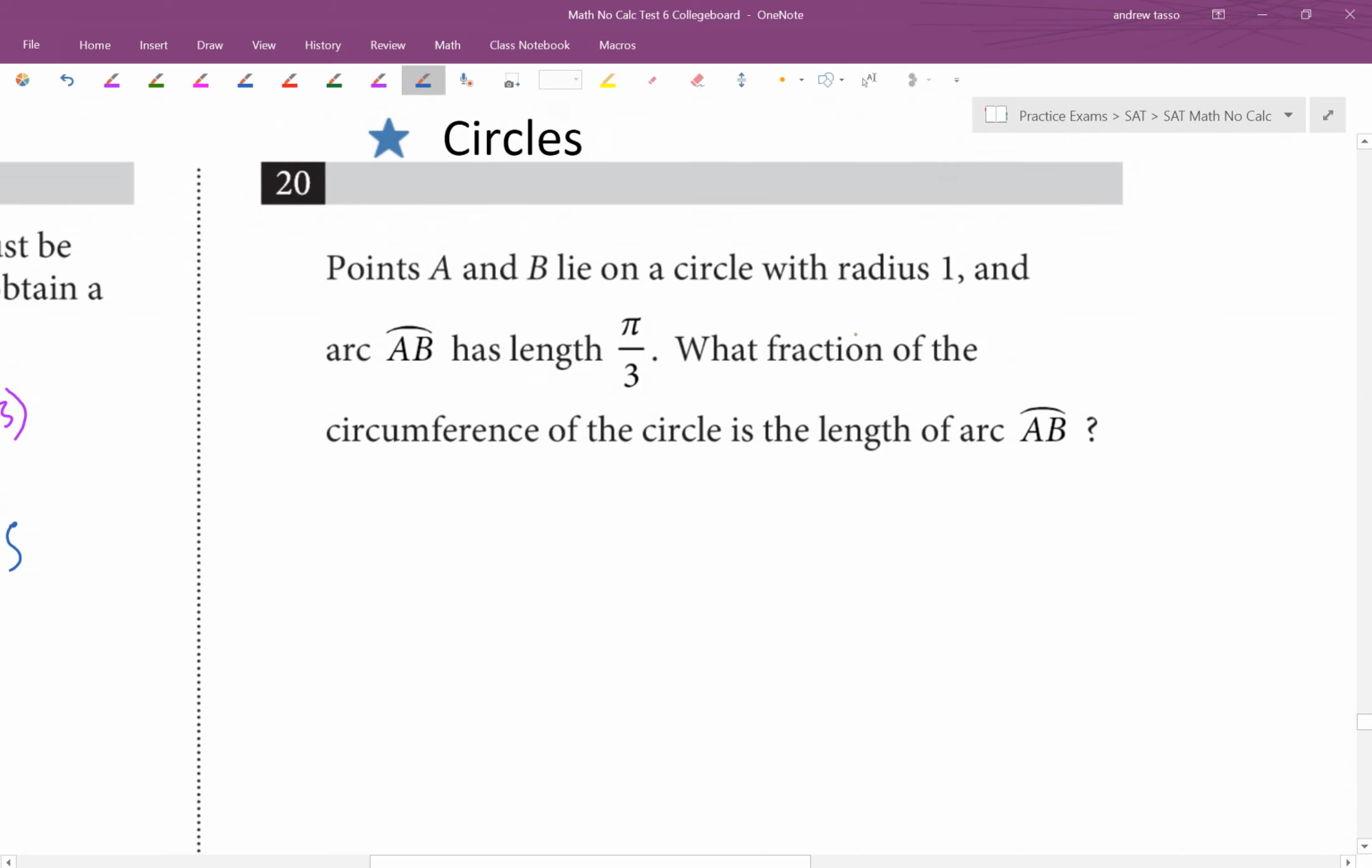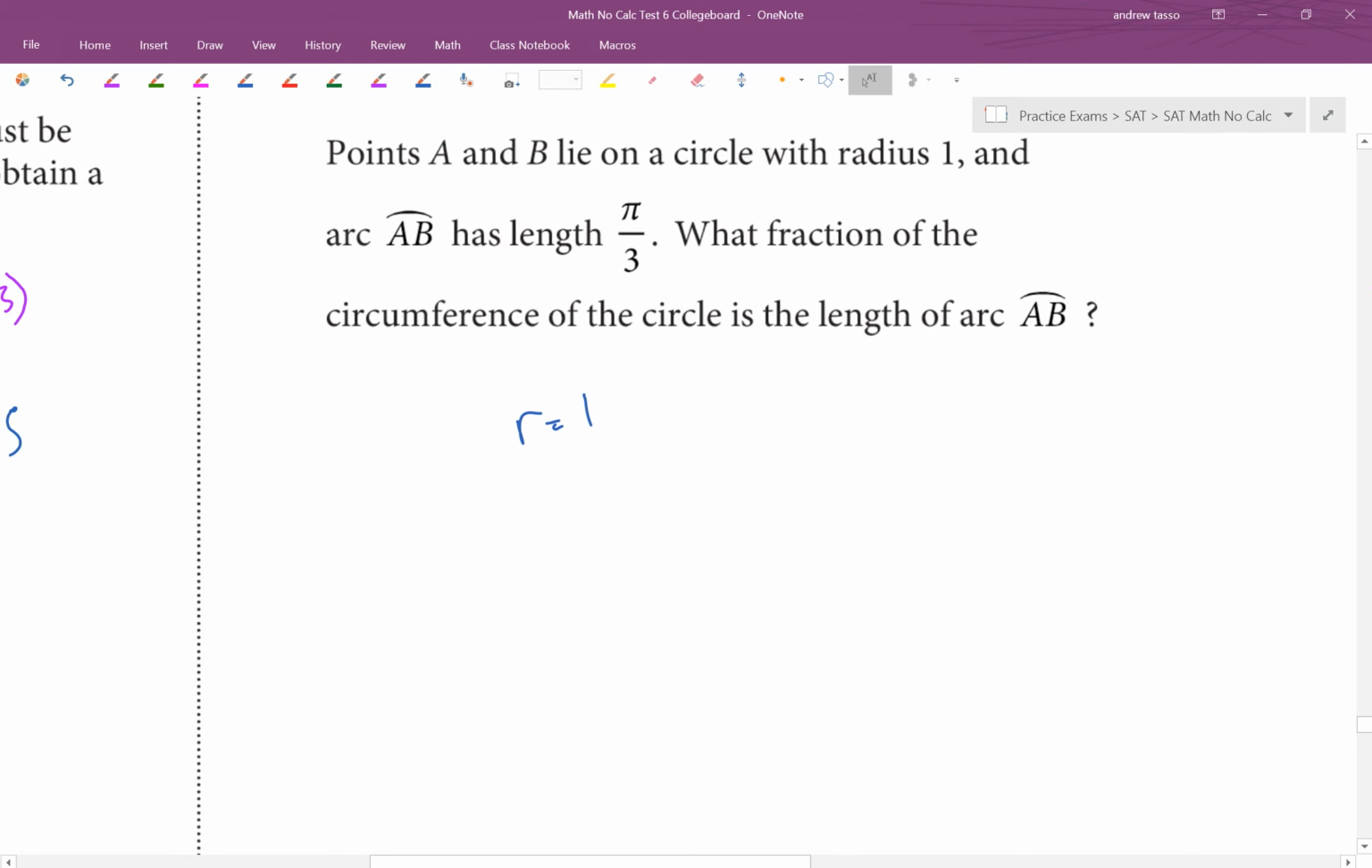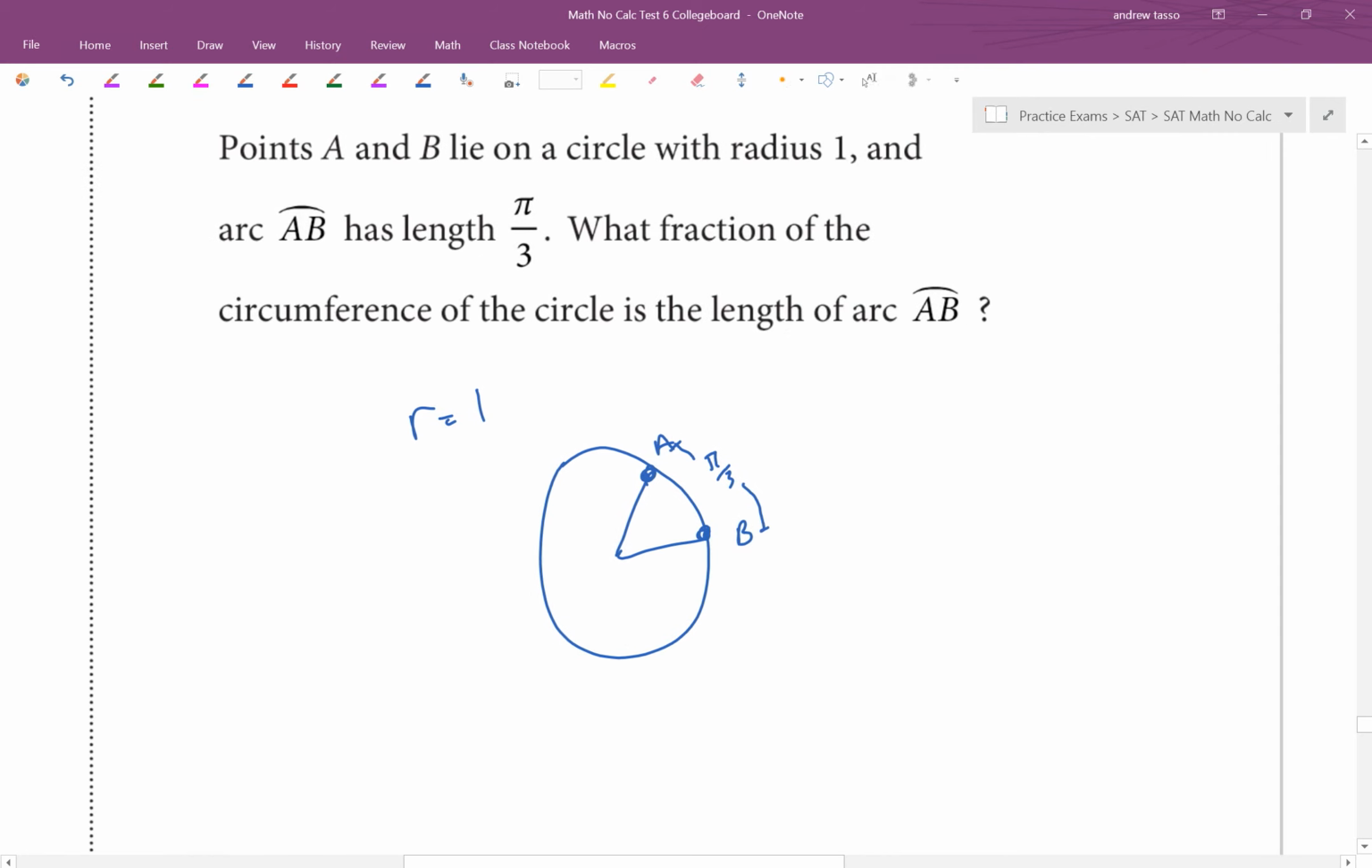Points A and B lie on a circle with radius 1. So the radius is 1. And arc AB has length pi over 3. So if we draw this circle, and we have points A and B, the arc length here is going to be pi over 3. What fraction of the circumference of the circle is the length of arc AB?